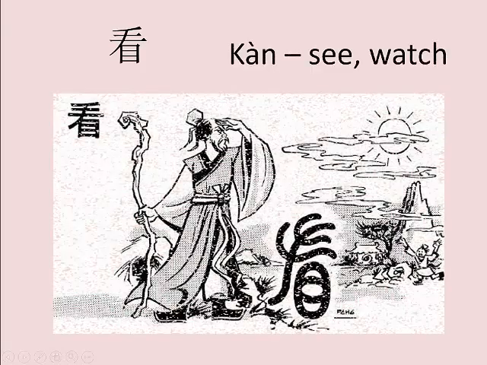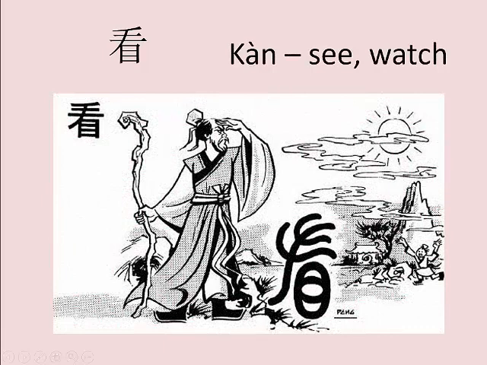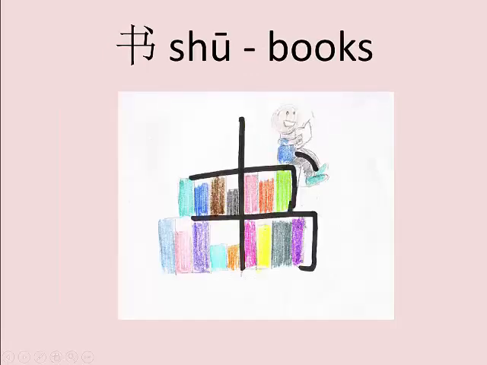First character you have to trace is kan, which is to see or to watch and also to read books. Kan is a combination of the eye radical and a hand over the head, like it's looking. The next character you have to trace is shu, which means books. And it looks like a shelf of books with a little lamp or a person sitting on the shelf.